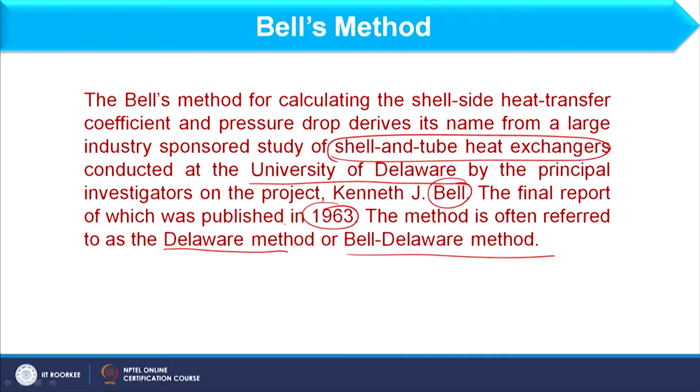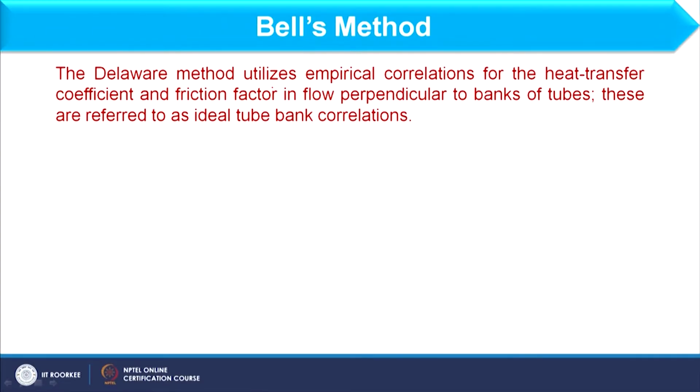This method was published in 1963, but the method is so detailed that it is used to design shell and tube heat exchangers in the current scenario also. As far as Bell's method is concerned, it utilizes empirical correlations for heat transfer coefficient and friction factor in flow perpendicular to banks of tubes. These are referred to as ideal tube bank correlations.